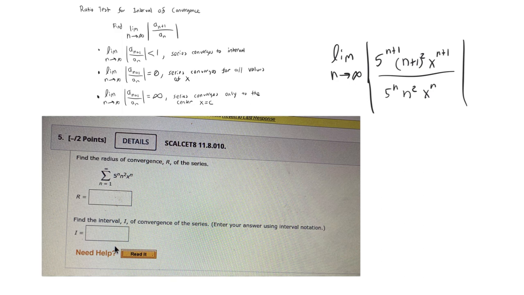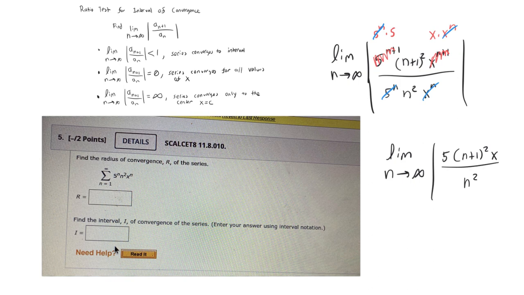Now, it is the case that 5 to the n plus 1 is really just 5 to the n times yet another 5, so we can cross that out. It is the case that x to the n plus 1 is really x times x to the n, so we can cross that out. And therefore we can see some cancellations, 5 to the n's. The x to the n's would cancel. And the next thing we know, we have the limit as n approaches infinity for 5 times n plus 1 squared times x all over n squared.